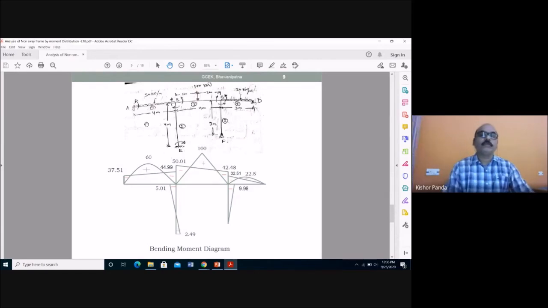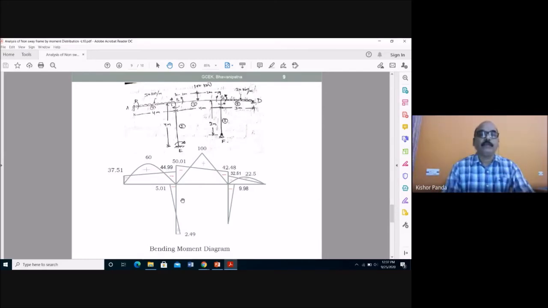First you give the direction of the moment, as obtained in the iterative process analysis. Then what you have to do? Then you have to draw the bending moment diagram. Here you see, this is the moment. If the moment direction is upward, you draw it upward, and if it is downward, the arrow mark is downside. So here you take 37.51 as the moment.